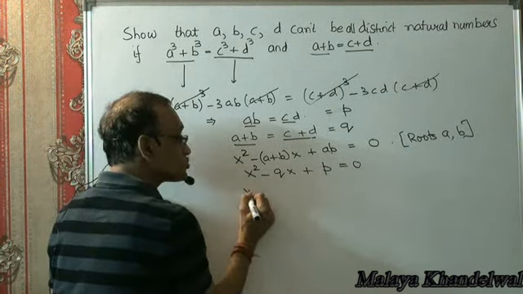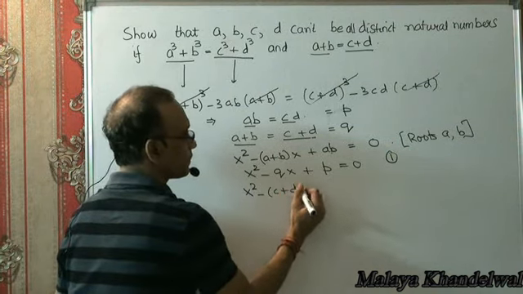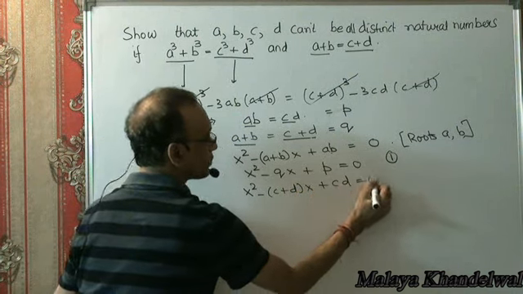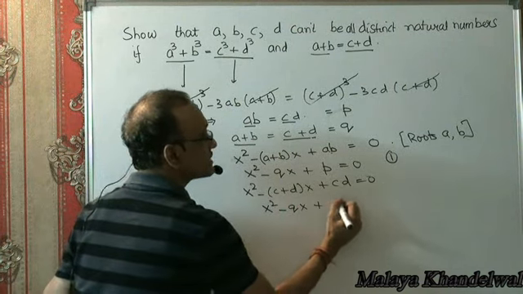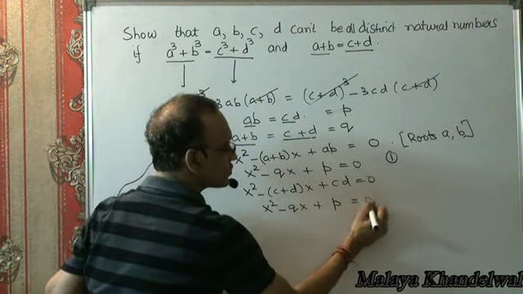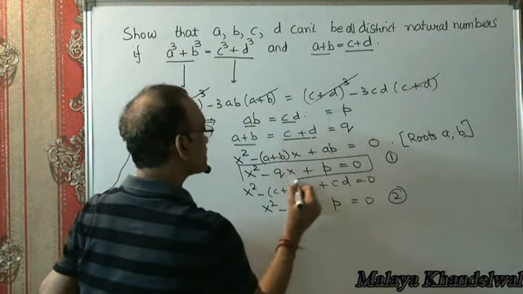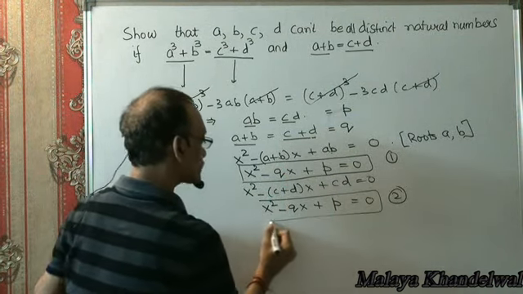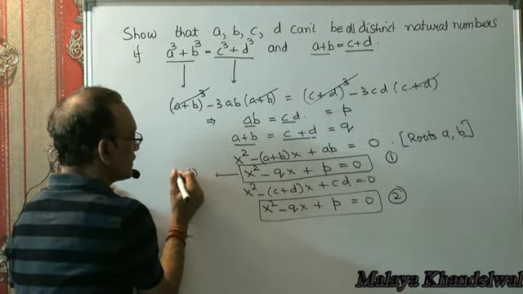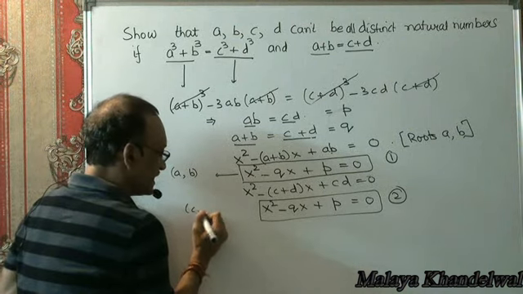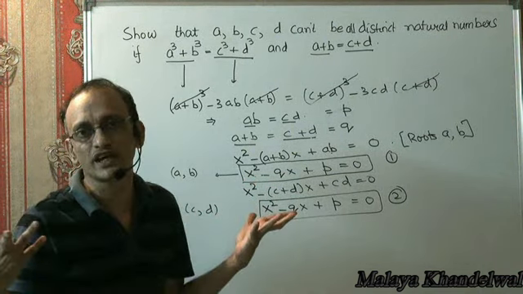Let me call this 1. Let me find a quadratic whose roots are C and D. What is C plus D? C plus D is also Q, so x square minus qx plus CD, which is p, equal to 0. It's just about interpreting these two. These are identical equations. The roots of this I claim are A and B, and the roots of this are C and D. Both these equations that are identical should produce the same set of roots, yes or no?